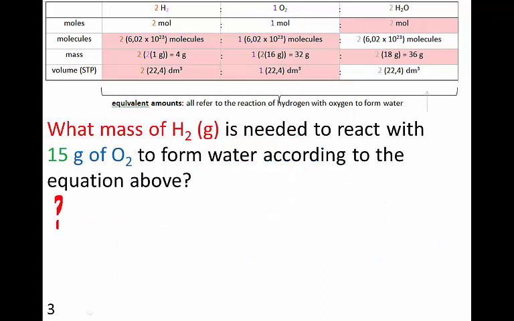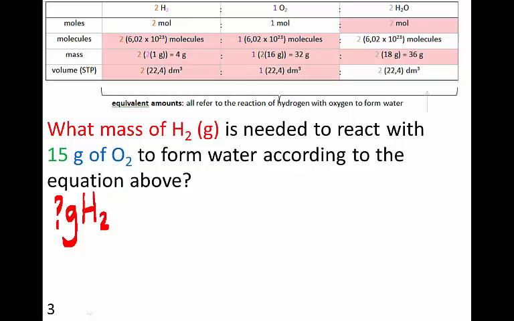What mass of hydrogen? In other words, how many grams of hydrogen? That G there doesn't mean gas. But here in the question, G means grams of hydrogen. You can go and add gas if you wish, but it's not really necessary.